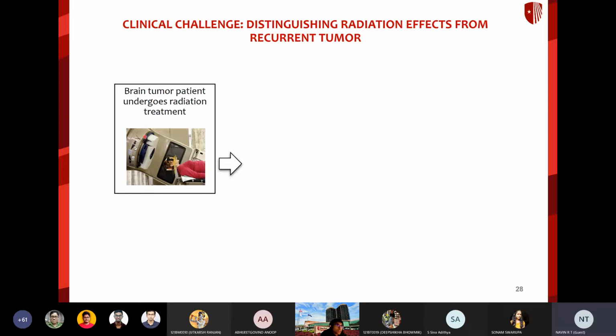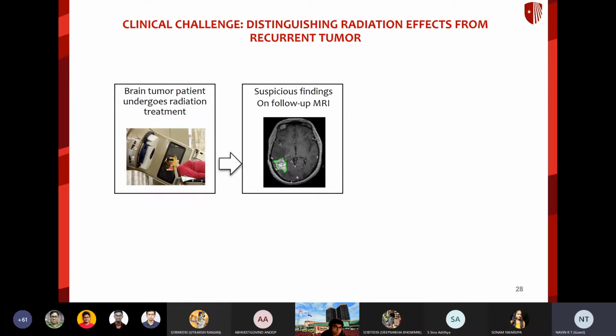So once a brain tumor patient has undergone surgery, they would undergo radiation treatment along with chemotherapy. Now, as the treatment progresses, the patients usually come back for follow-up imaging, and there might be suspicious findings on follow-up MRIs, as you can see here. Now, these suspicious findings might either be the brain tumor that has come back, or it might just be a benign effect of radiation.